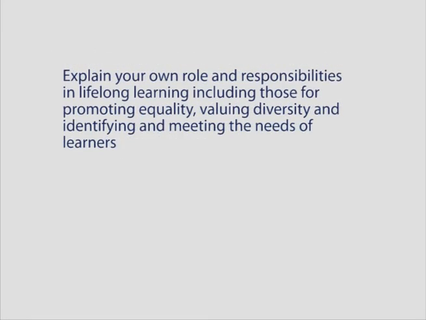The first part of Task A asks you to explain your own roles and responsibilities in lifelong learning, and in this part of your answer you must make sure that you're addressing your role for promoting equality, valuing diversity and identifying and meeting the needs of your learners. One useful way of approaching this answer might be to look at the teaching training cycle itself and describe your roles and responsibilities at each stage.